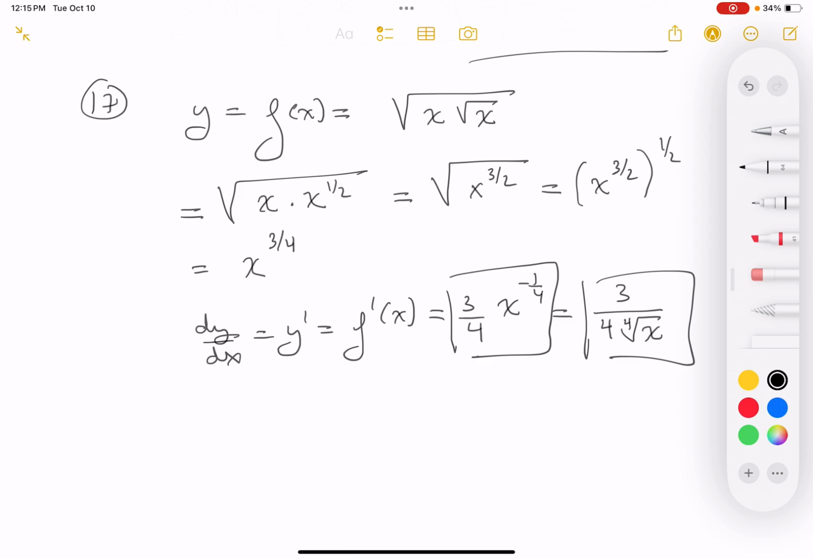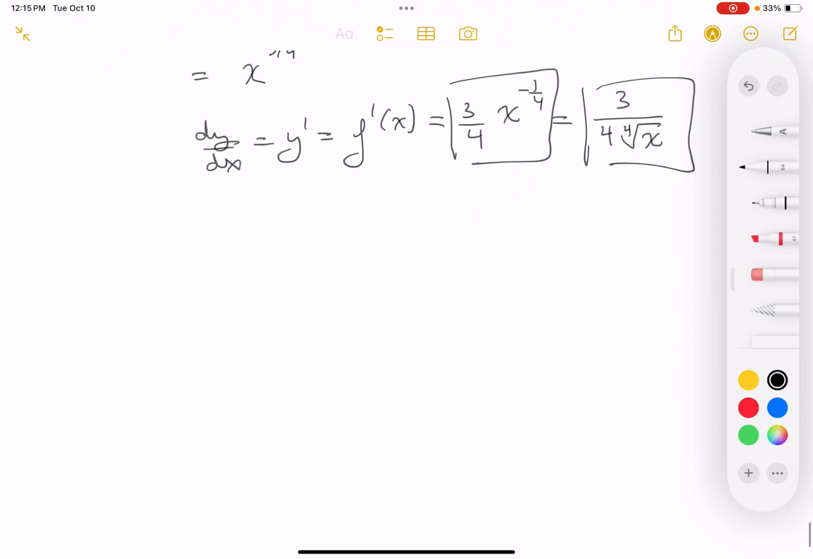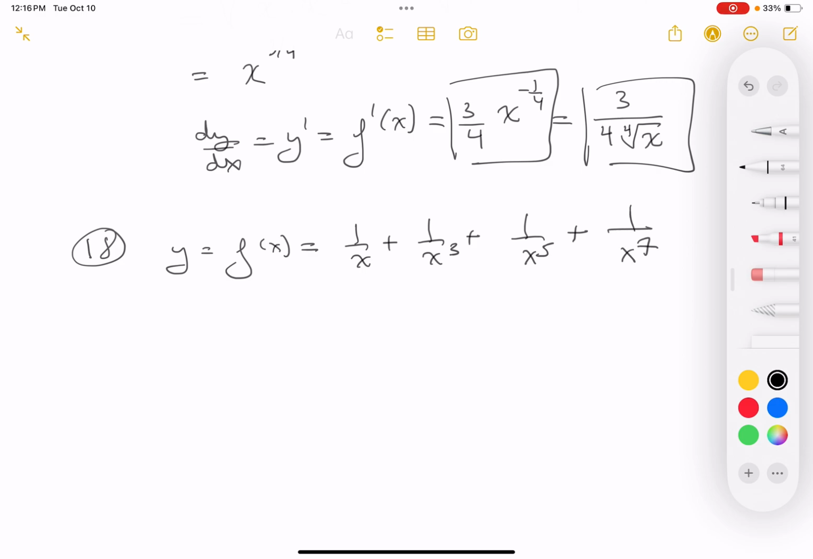So let's go to the next one, I'll turn the page over here. And we'll go to problem number 18. So I'll write 18 down for you. And 18 is y as a function of x. And what's the function going to be? Well, 1 over x, and again, they want me to use the power rule, so I have to rewrite this. Let's write it down. f of x equals x to the minus 1, plus x to the minus 3, plus x to the minus 5, plus x to the minus 7.